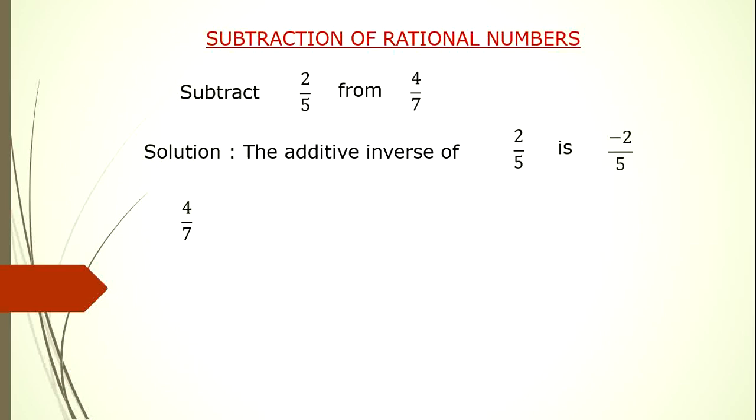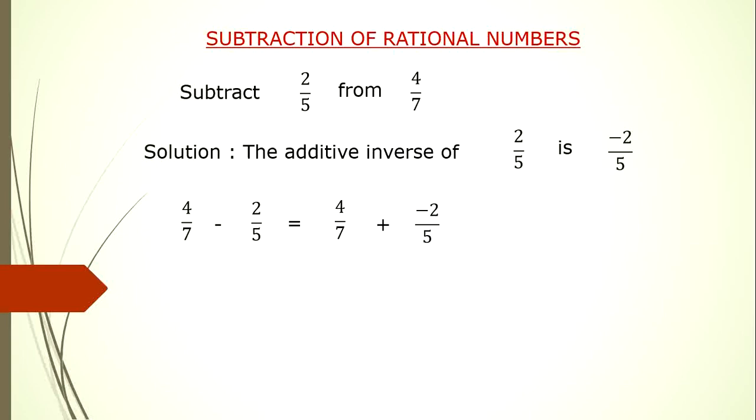Now according to the question, subtract 2 by 5 from 4 by 7, which gives us 4 by 7 minus 2 by 5. Now this is nothing but addition of 4 by 7 plus minus 2 by 5. See, subtraction is nothing but adding the additive inverse of the second rational number. Here the additive inverse of 2 by 5 is minus 2 by 5. So 4 by 7 plus minus 2 by 5.